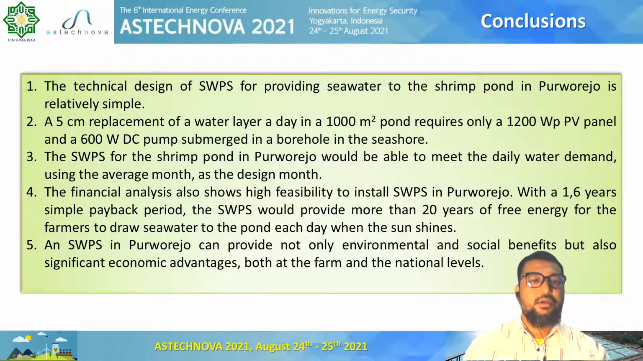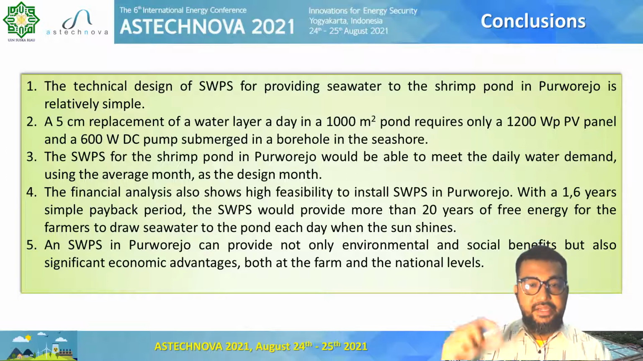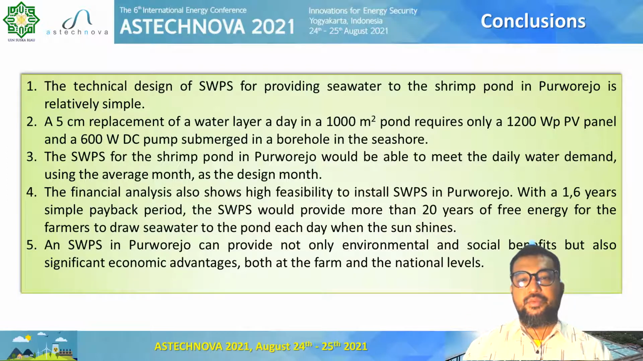And the conclusion. 1, the technical design of SWPS for providing seawater to the shrimp pond in Purworejo is relatively simple. The second is 5 cm replacement of the water layer a day in a 1,000 square meter pond requires only 1,200 watt peak PV panel and a 600 watt DC pump submerged in a borehole in the seashore.